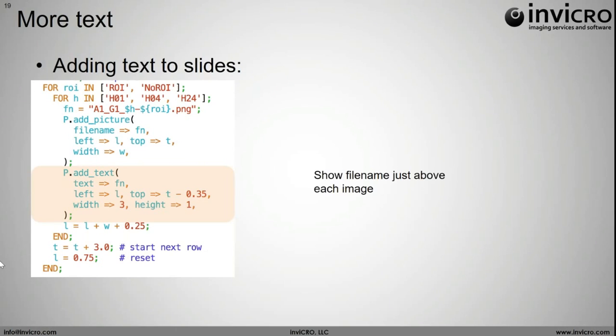Sorry, I just added a p add text, and as the text, I'm using the file name, which I have defined in a variable up there. The left variable is the same as for the image. For the top, I just put a small offset in so that it's shown slightly above the image. You could also do t plus height plus a small offset to put it below, or whatever you want.